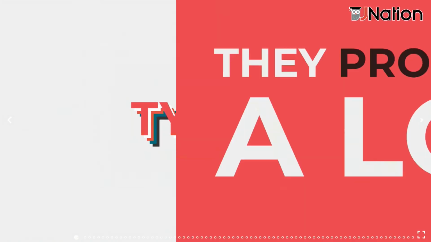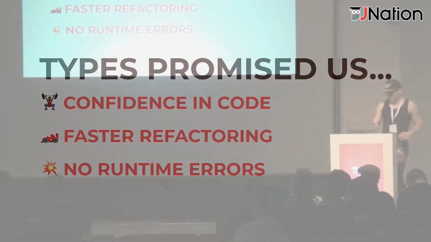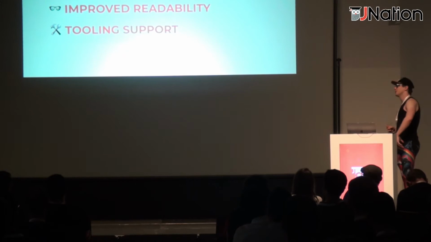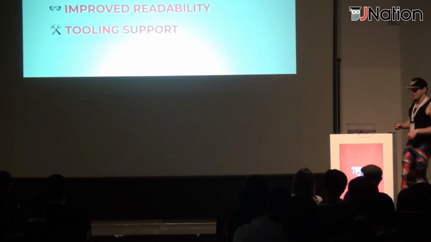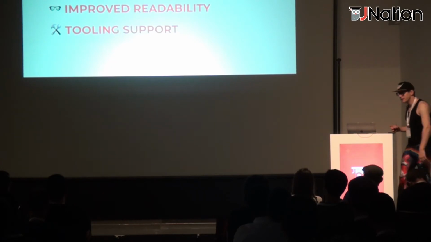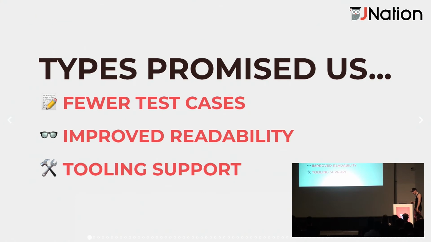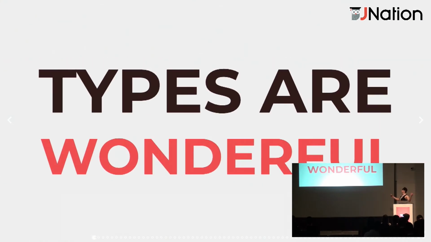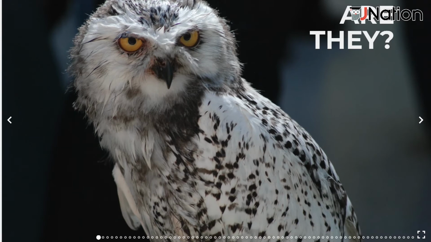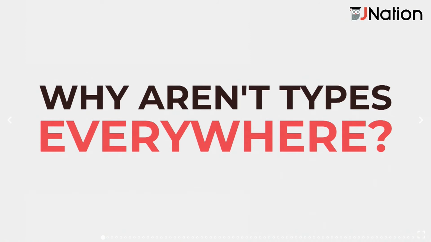Types promise a lot. They promise code confidence, they promise faster refactoring, they promise fewer test cases because you no longer have to test what happens if null goes in this function, because null should never go in a function. And there should be improved readability because you've got all the function signatures and tooling support. Your IDE will be able to help you out so much more because it knows so much more about your code. So, of course, types are wonderful. Are they? If they're wonderful, why aren't they everywhere?